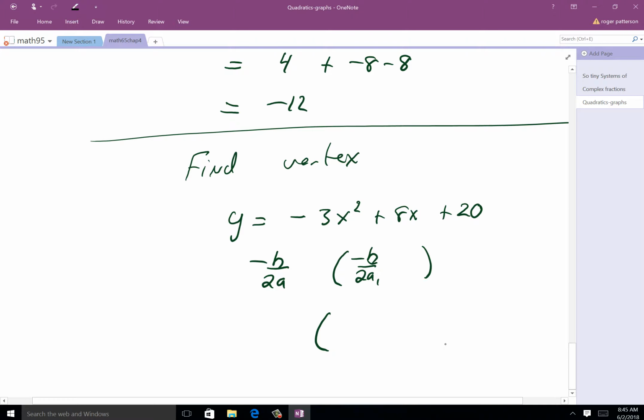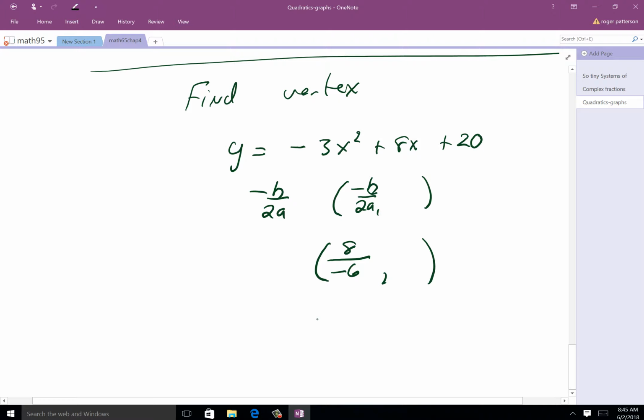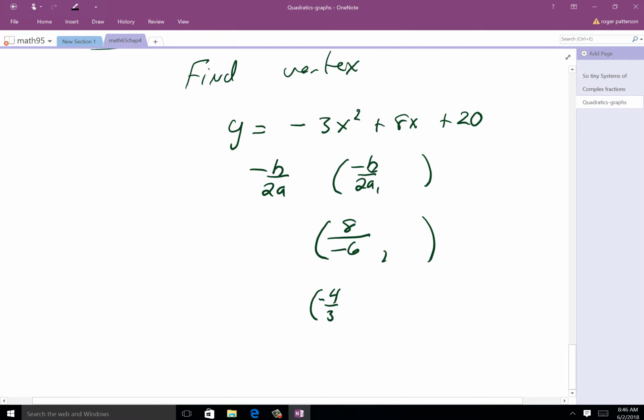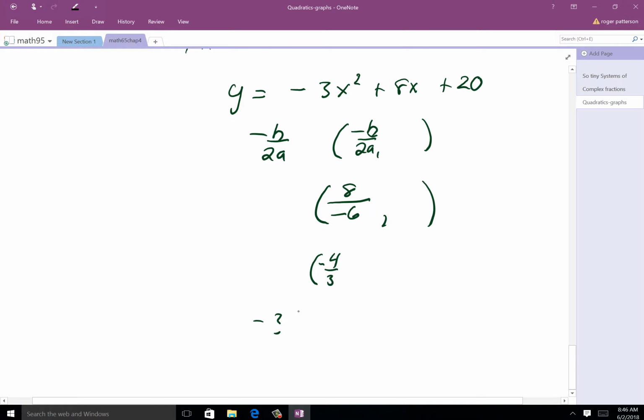What's b in this case? 8, and a is 3, so we have a negative 6 there, comma, don't know, got to find the other part. 8 over negative 6. I can probably change that a little bit. 4 over 3, negative. Alright, so now I've got to stick that nasty number in there. Should it be positive? Because it's negative b. Oh, yeah. Thank you, thanks, Miles. Good job.